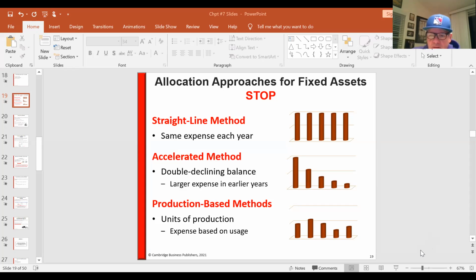So welcome back to Financial Accounting and Analysis. And we're going to pick up in Part B right where we left off with Part A.